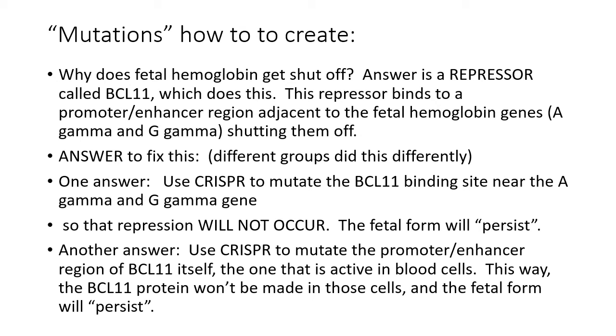The other approach, basically the same thing, is to use CRISPR to mutate the erythroid-specific region of the promoter enhancer of BCL11 itself so that it's not able to be active in blood cells. So you can either mutate the site or mutate the gene encoding the protein, but the effect is supposed to be the same, that without that repressor, you will not shut off the fetal hemoglobins, and they will persist, and this will mitigate the effects of the sickle cell disease.